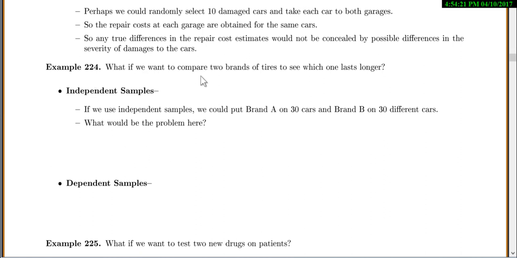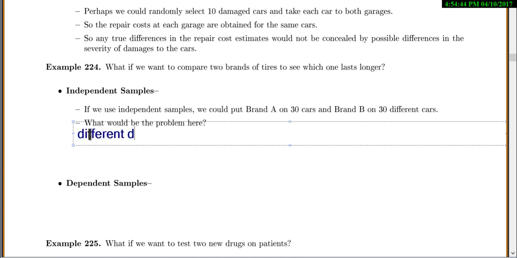Let's try another example. What if we wanted to compare 2 brands of tires to see which one lasts longer? We could try and take independent samples. So like we could put maybe brand A on 30 cars and brand B on 30 different cars. But what would be the problem here? What are some things that could influence our two groups of cars besides actually the tires?